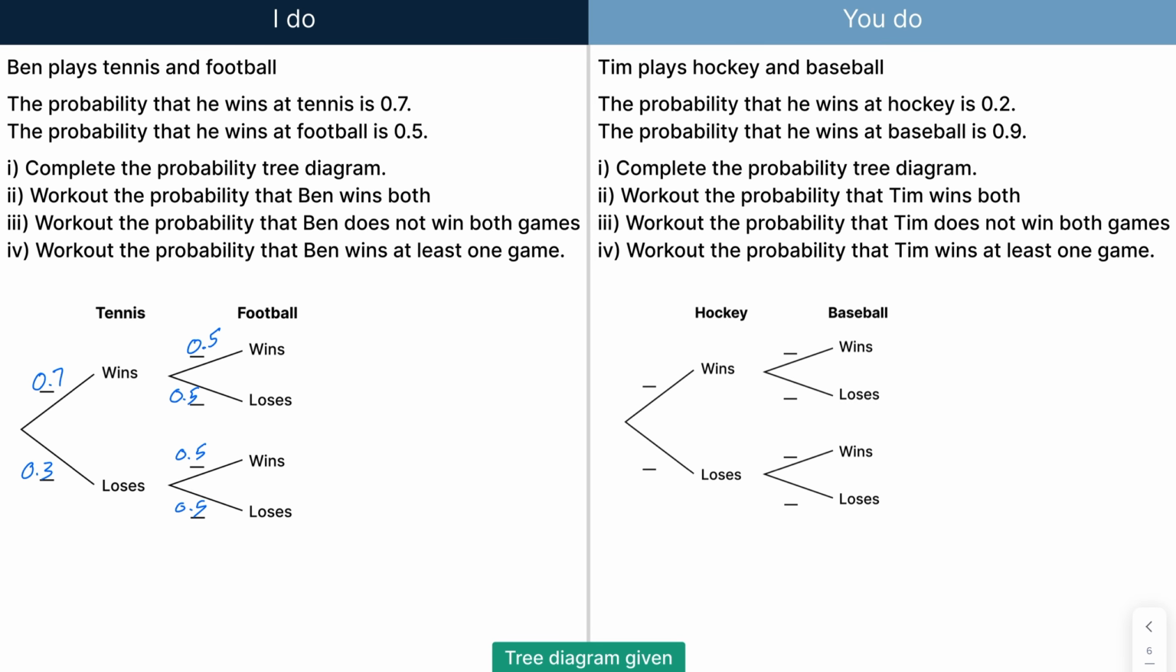So the way my videos work, I'm going to do the example on the left, which is I do. You are then going to press pause and have a go at the example on the right, which is you do. So with this first one, seems like I've already filled it in. So let me just rub that off.